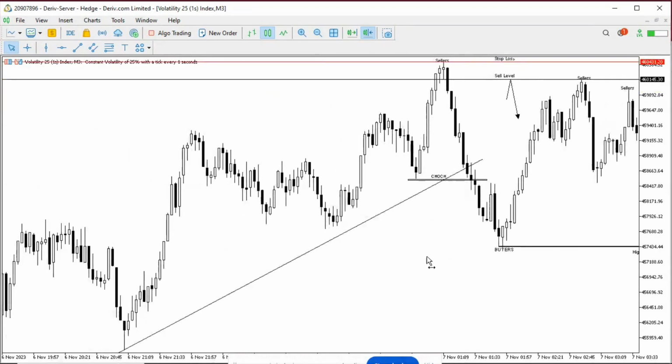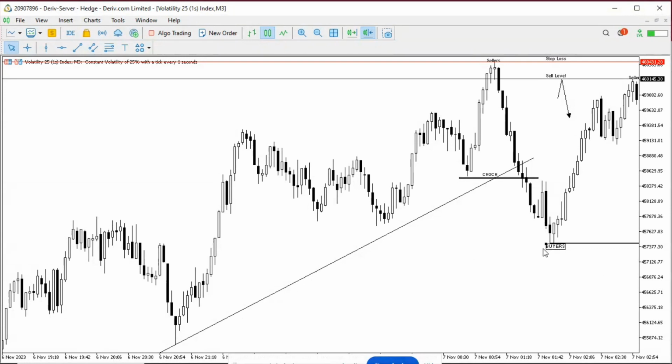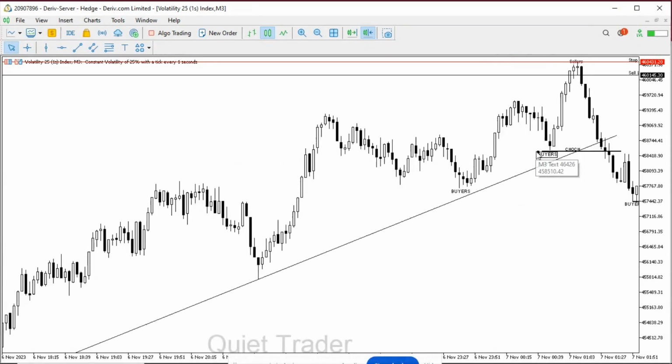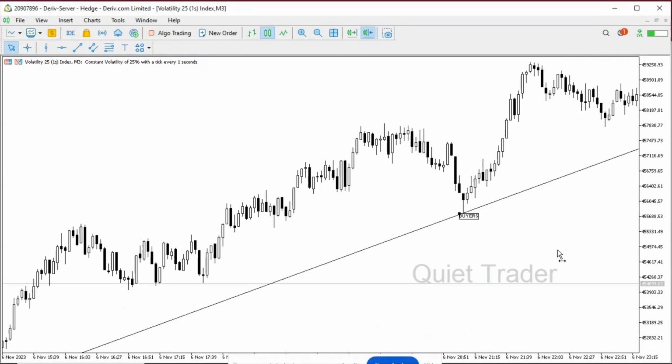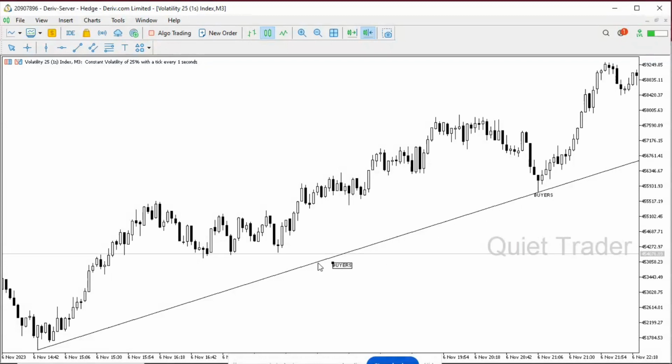Now let's look for more buyers. These buyers were taken out here. These buyers were taken out here. And we have more buyers, which means we are selling to do what? To take out these buyers.